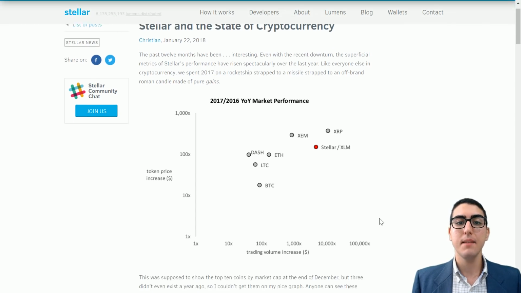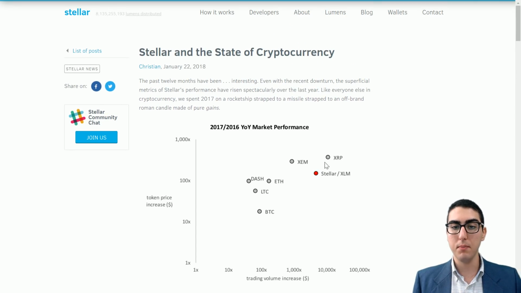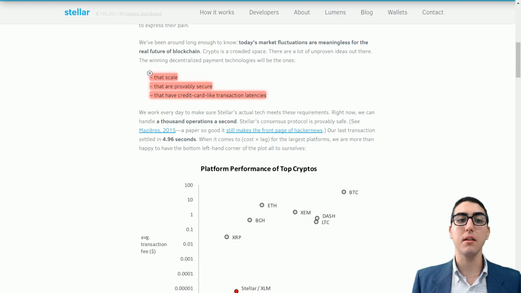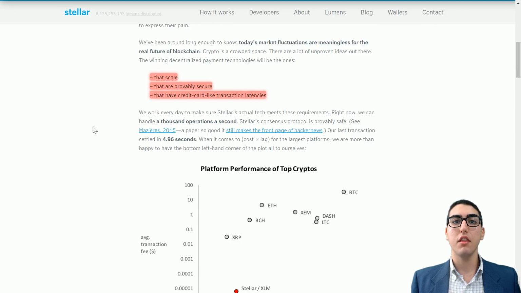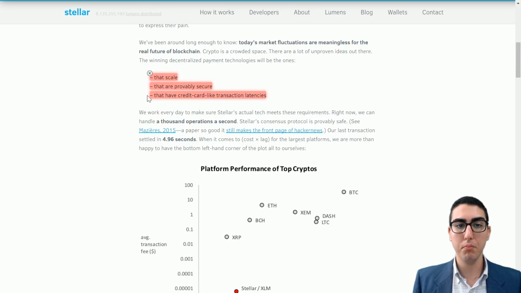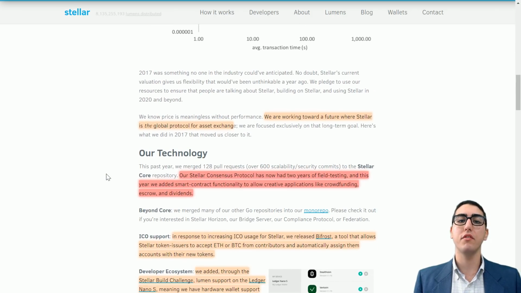You can see it doesn't just tout itself as better than Ripple. It shows that Ripple here had more growth and has had more volume increase over the past year. And it's fine admitting that, which I like, right? You go down, they look at the three fundamentals of the most individual aspects of success in this marketplace, which is scalability, security, and adoptability. And that's what they're talking about here: that scale, proven secure, and have credit card-like transaction latencies. And this is pretty much them talking about what their vision is for Stellar.